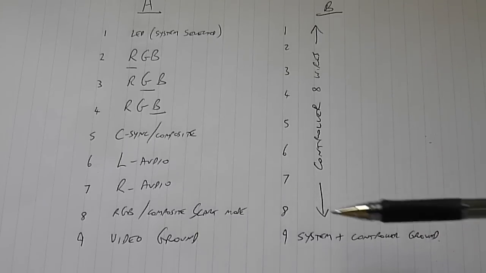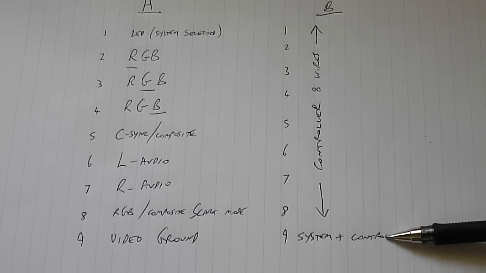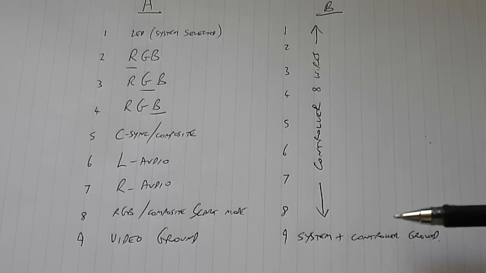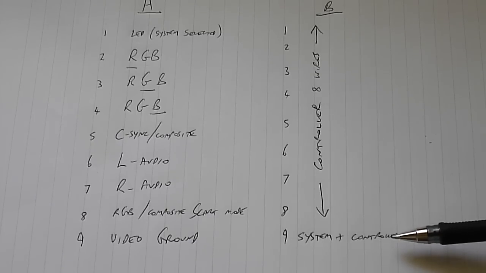Video ground has to be separated from the main system ground, because in the vast majority of consoles, they are the same. However, if you take the video ground from, for example, the PlayStation 2, then you get very bad video quality. So they have to be, in effect, separated.